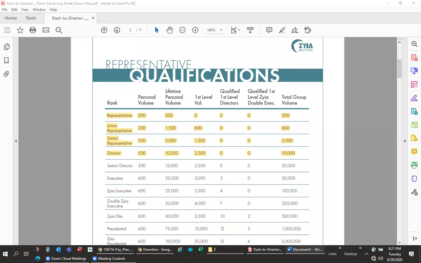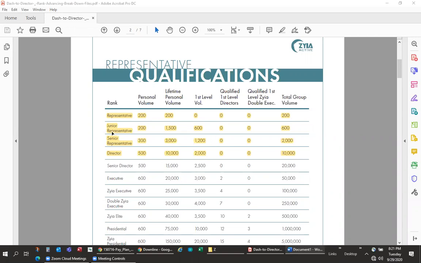And with Zaya, you cannot rank, you cannot grow in the company without building a team. And they do that on purpose. When you're ranking, you're helping your team to grow their team and to rank as well. So you're all rising together. It's part of that community Zaya has. It's kind of beautiful how they have it set up like that.